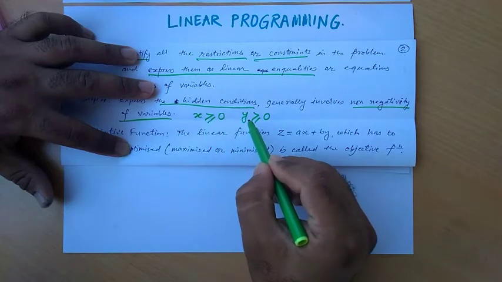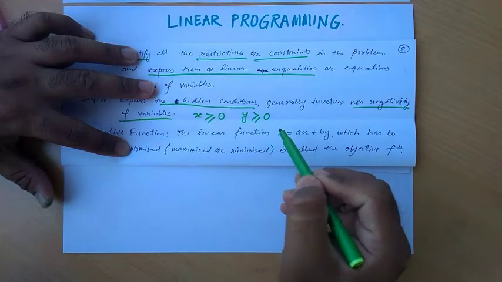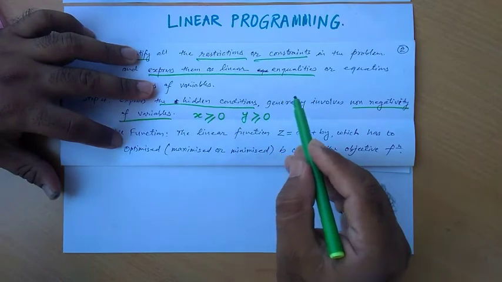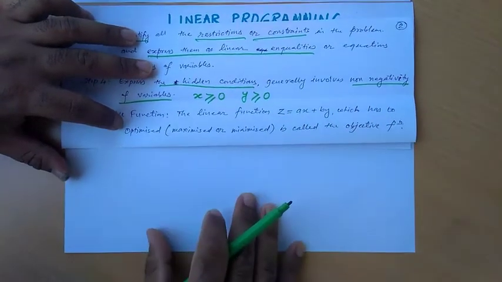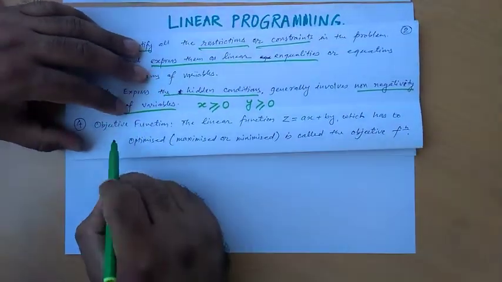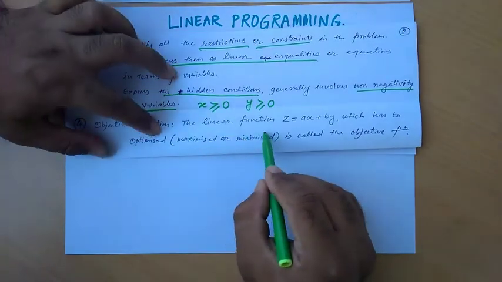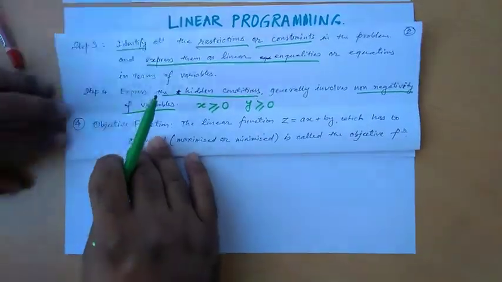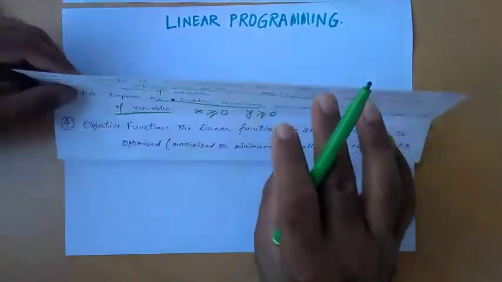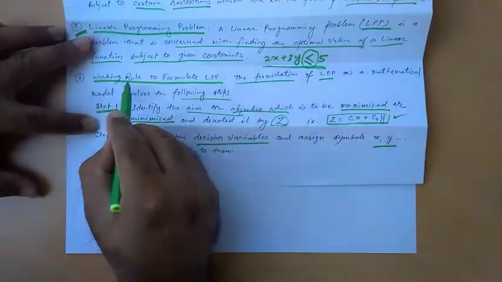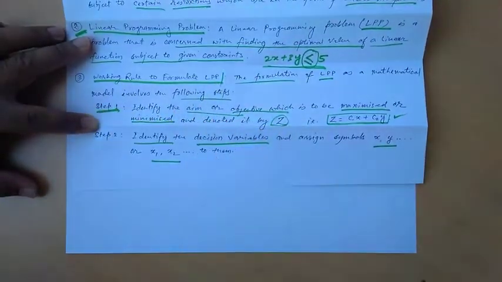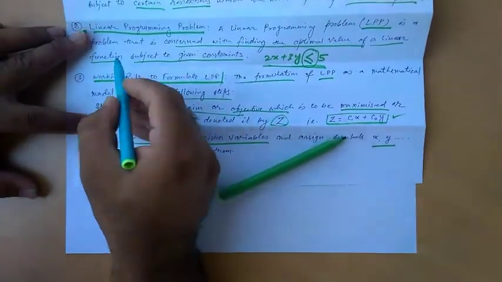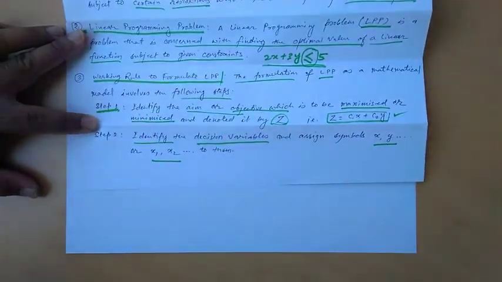This is nothing but the equation of the y-axis, and this is the x-axis. So between the x-axis and y-axis, you can see the objective function, the linear function. These are the things to formulate, the working rule to formulate an LPP.